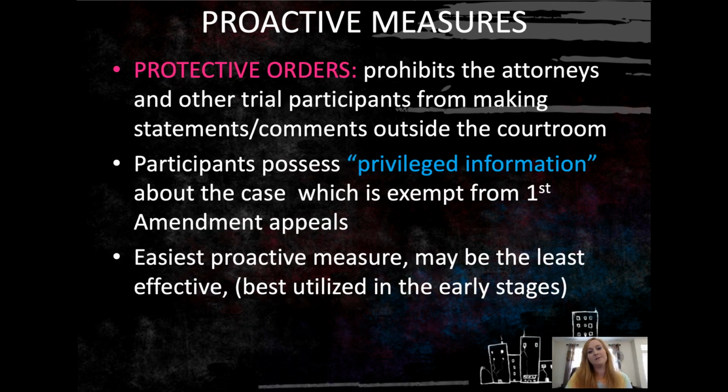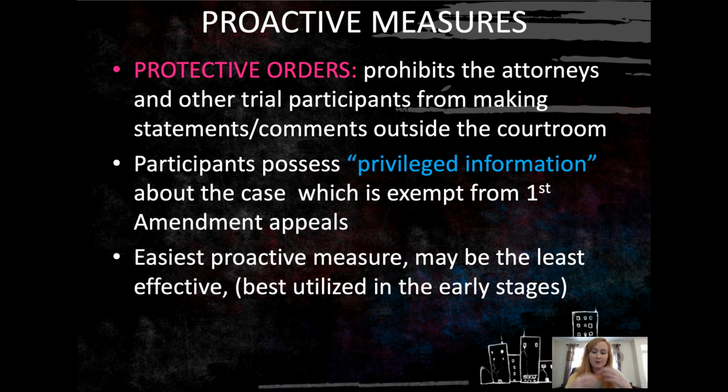The very last of the proactive measures are protective orders. So a protective order prohibits the attorneys and other trial participants, like the courtroom work group and others, from making statements or comments outside the courtroom. So essentially, instead of gag ordering the press, you're gag ordering the attorneys. And the argument for this, essentially, by the judge is this: participants possess privileged information about the case, which is exempt from First Amendment appeals.